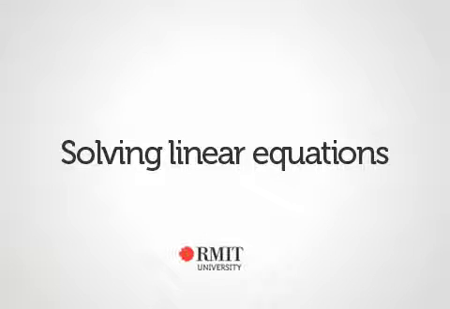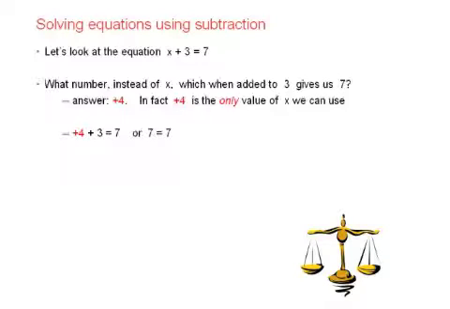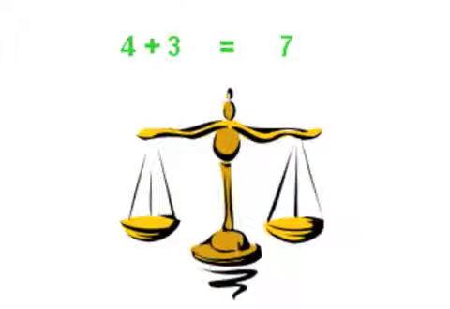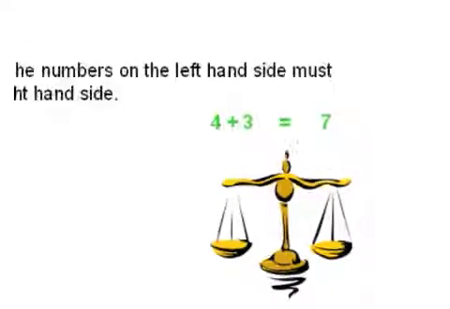Solving equations using subtraction. Let's look at a simple equation, x plus 3 equals 7. So we're saying what number instead of x, which when added to 3 gives us 7? Well, obviously the answer is 4, because 4 plus 3 equals 7. An equation is like a balance. The numbers on the left-hand side must balance the numbers on the right-hand side.